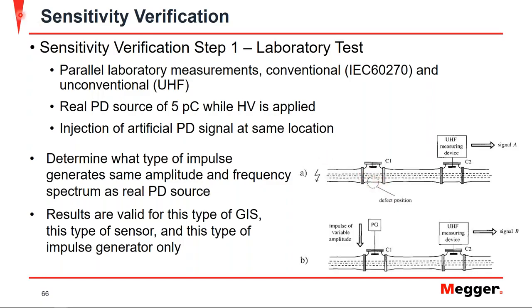And the result, it's important to note, the results are valid for this type of GIS, the sensors used, and that impulse generator only. Once you change some of these variables, that's no longer the case. Same with a calibration: you have to calibrate with that circuit in place. So this can affect your sensitivity check or your sensitivity verification.